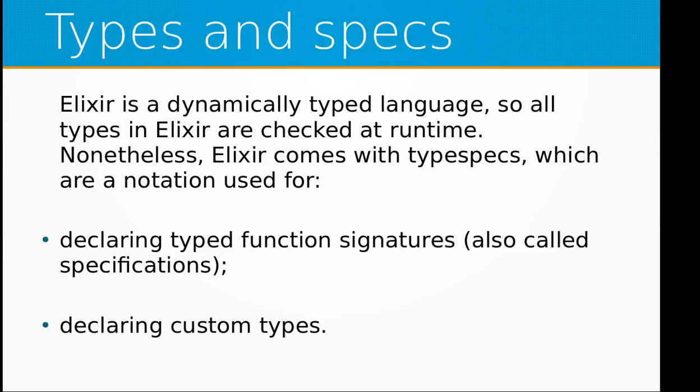Elixir is a dynamically typed language, so all types in Elixir are checked at runtime. Nonetheless, Elixir comes with typespecs, which are a notation used for declaring typed function signatures, also called specifications, and declaring custom types.